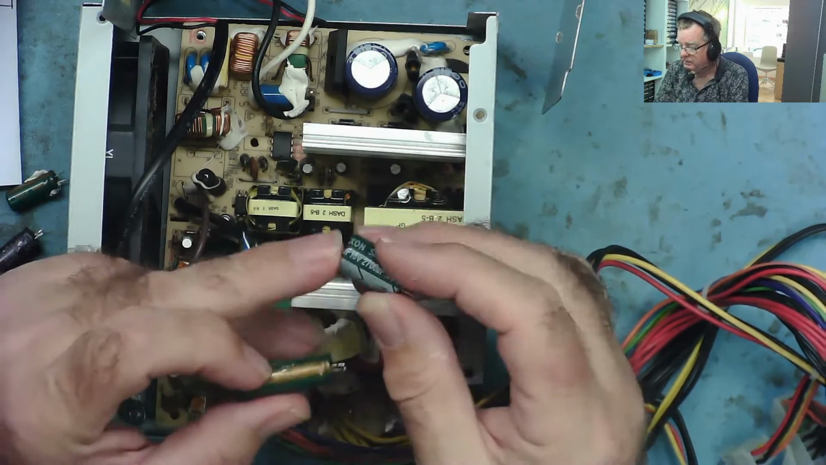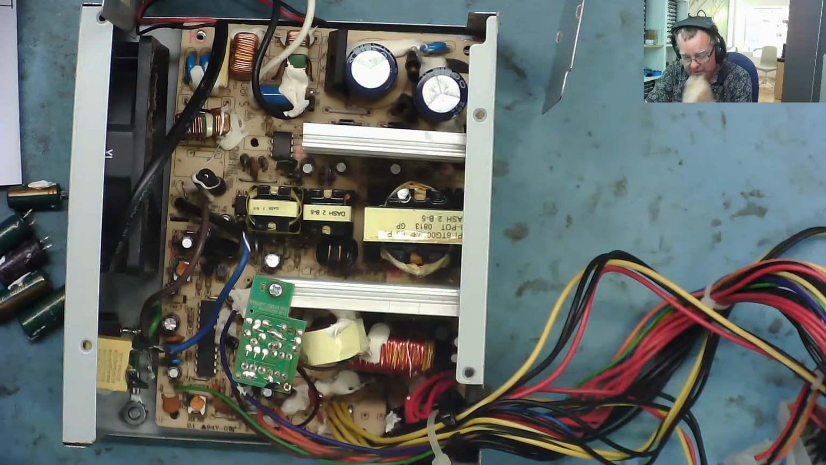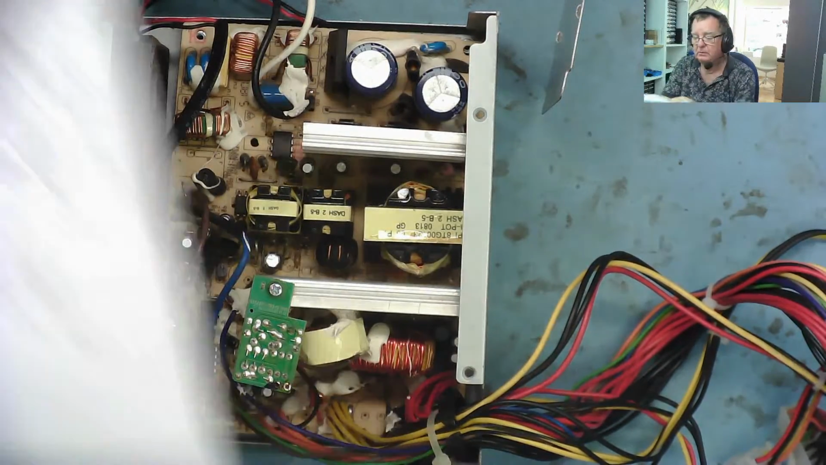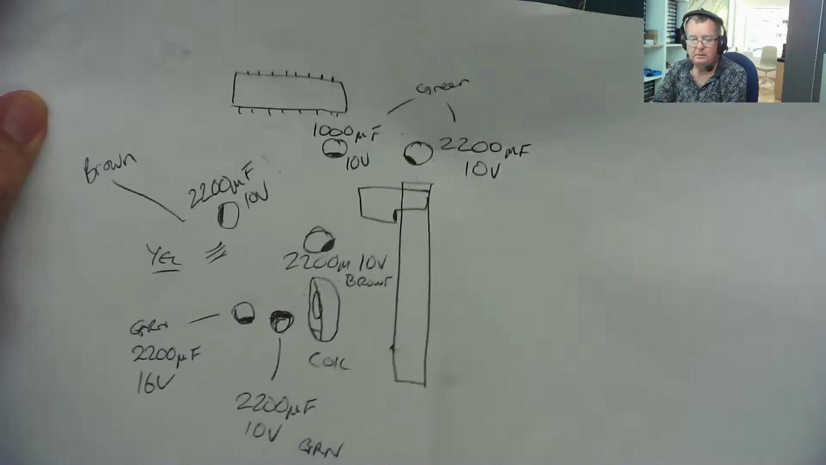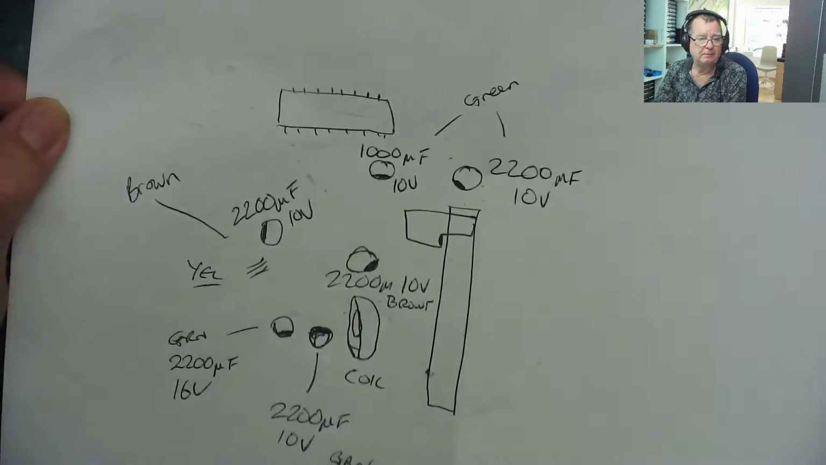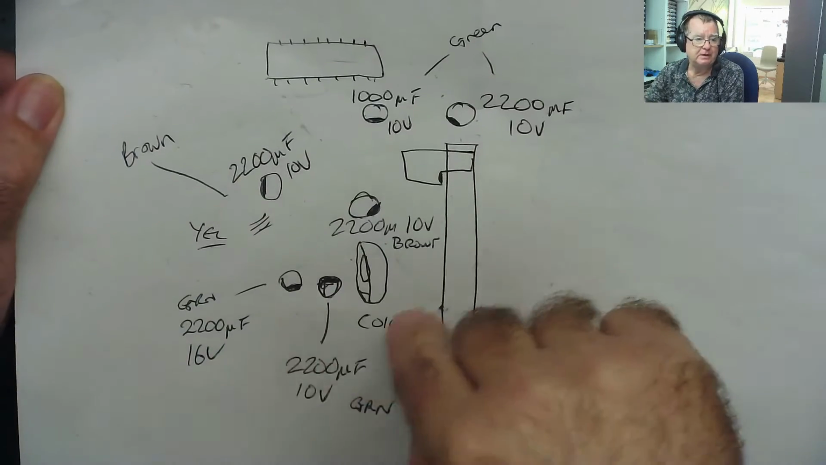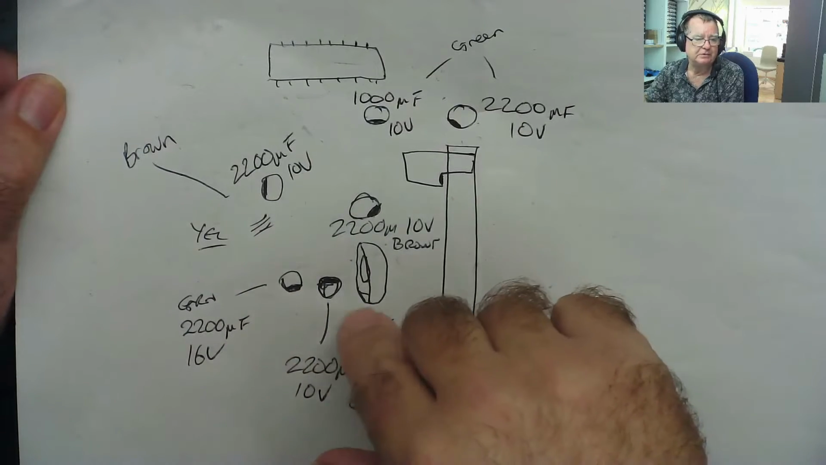I think this one is a spare. This wasn't out of there. This is just one that we thought about maybe fitting, and then we didn't. I made a little diagram that showed what went where. So you can see one of them was a 1000 microfarad, 10 volts, and then the rest of them a mixture of 2200 microfarad, 6 volt and 10 volt.